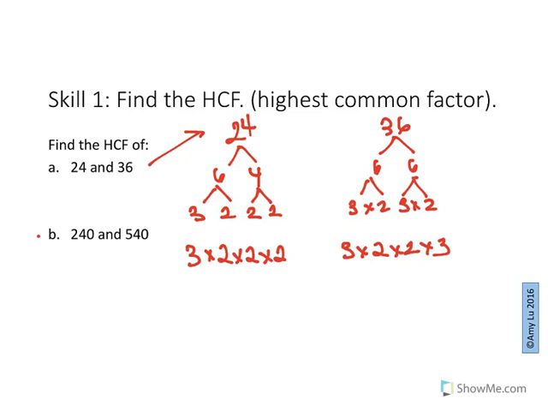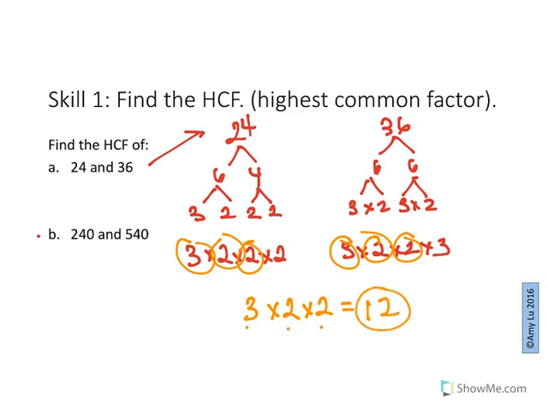Now, to find the highest common factor, what we do is circle all the common factors. So they each have a 3, they each have a 2, they each have another 2, and well, that's it. So they have a 3, a 2, and a 2 in common. So 3 times 2 times 2, well, that makes 12. So the highest common factor of 24 and 36 is 12. So, can you use the same technique to solve B?